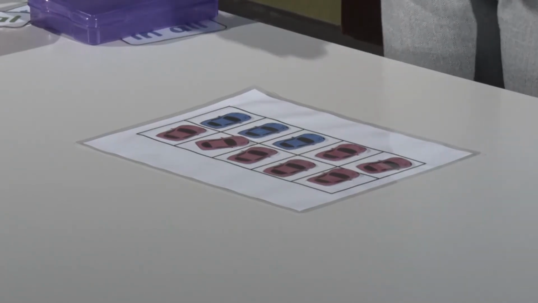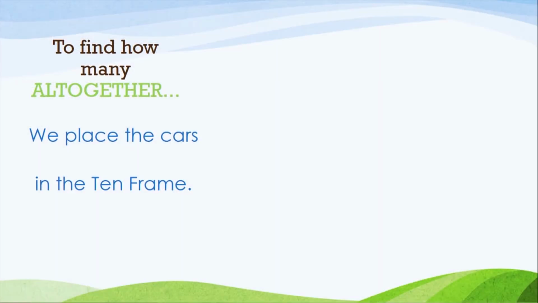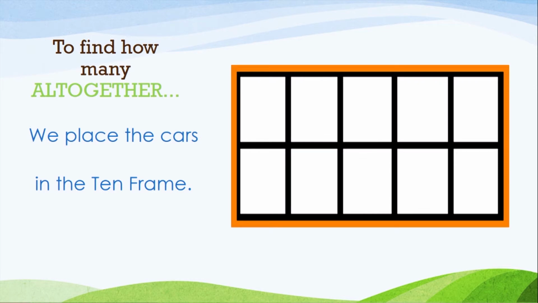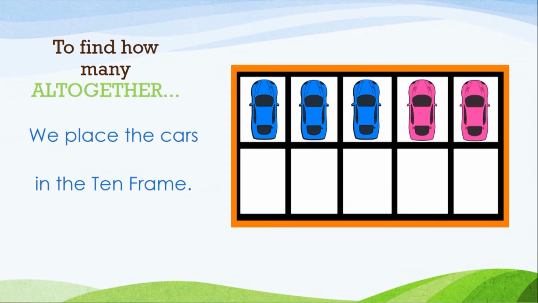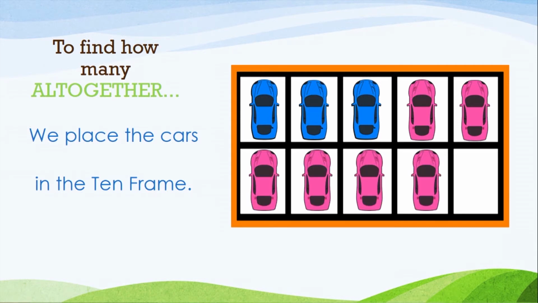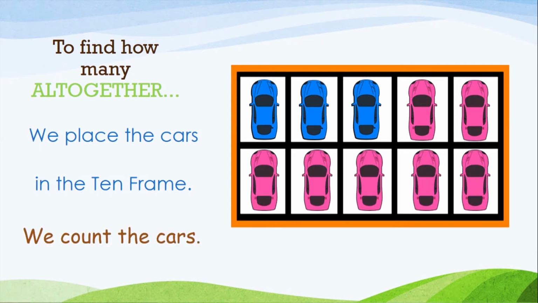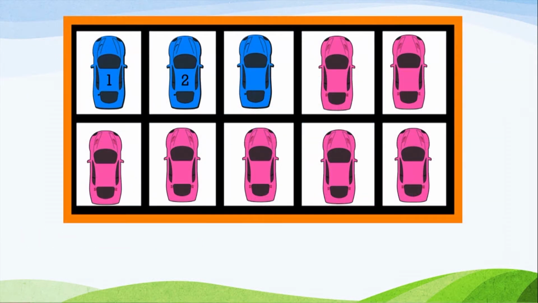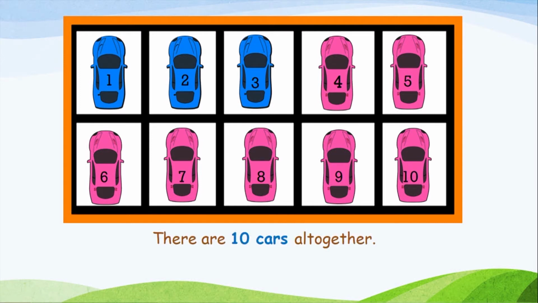Great job, boys and girls. So here's my 10 frame. I place my cars, and to find, we count the cars. 1, 2, 3, 4, 5, 6, 7, 8, 9, 10. There are 10 cars all together. 3 add 7 equal 10.